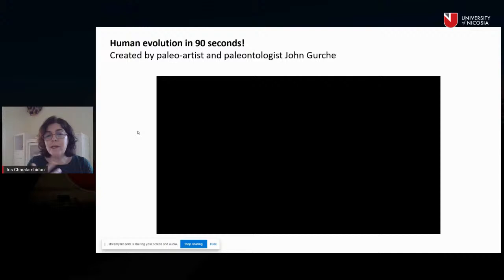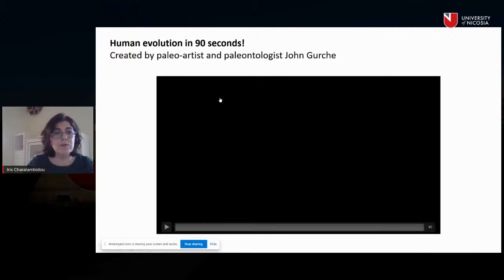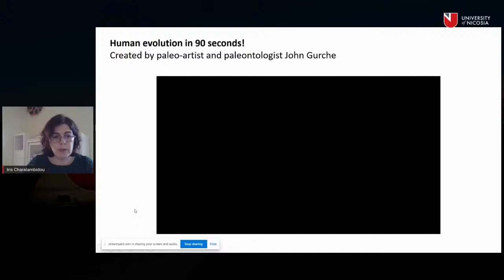And I'd like you to notice how the characteristics change, how the cheekbones change, how the shape of the nose changes, how the face gradually becomes flatter. And eventually, after a few seconds, you will notice that the species look more human-like. And then eventually, you will see three or four human species, and then you will see Homo sapiens. The Homo sapiens that you will see is actually the face of the artist who created this video. I will let you watch it now.